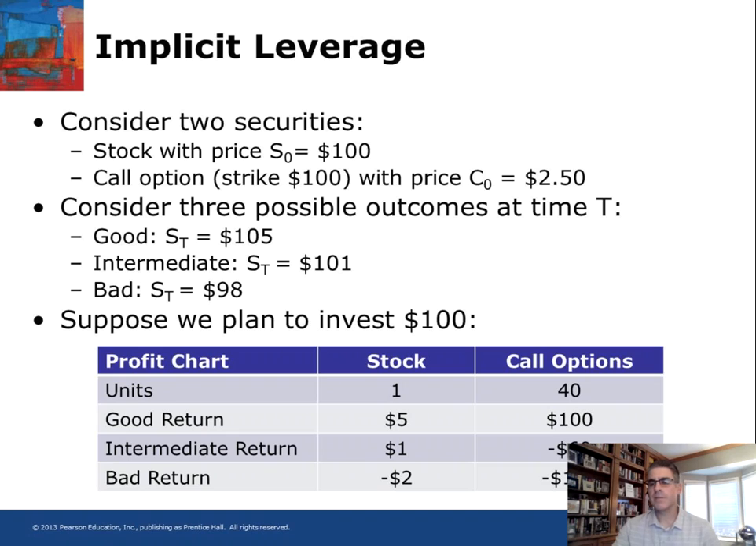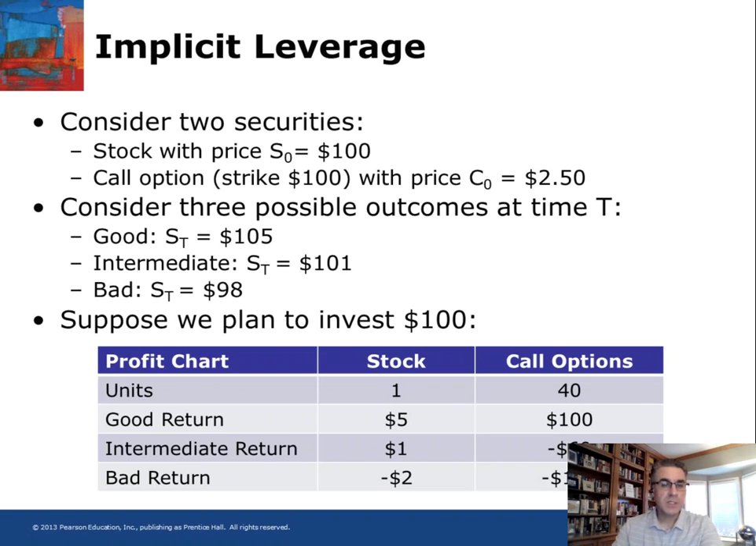If the stock price increases to $101, our return from buying the share of stock is just $1. If we bought the call options instead, we would exercise the options and receive $1 for each of the 40 options, or $40. However, we paid $100 for these options, so our return is actually a loss of $60, even though the options finished in the money.